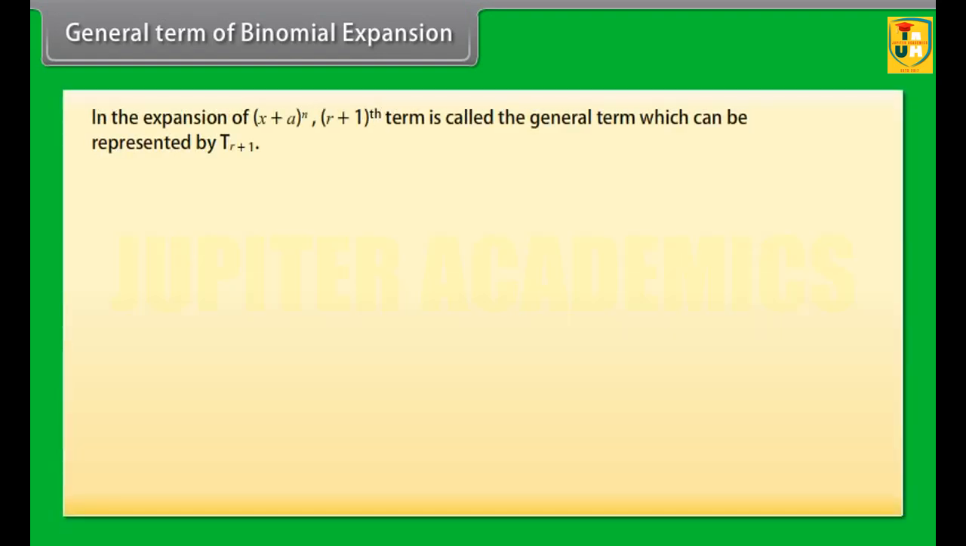General term of binomial expansion. In the expansion of x plus a raised to power n, the r plus 1th term is called the general term, which can be represented by T r plus 1. T r plus 1 is equal to nCr into x raised to power n minus r into a raised to power r, which is equal to nCr first term raised to power n minus r into second term raised to power r.